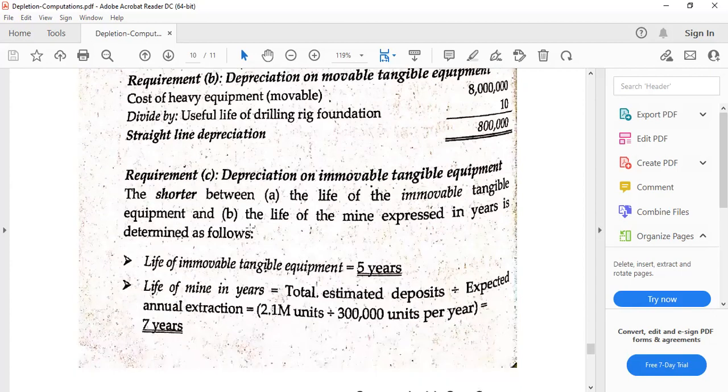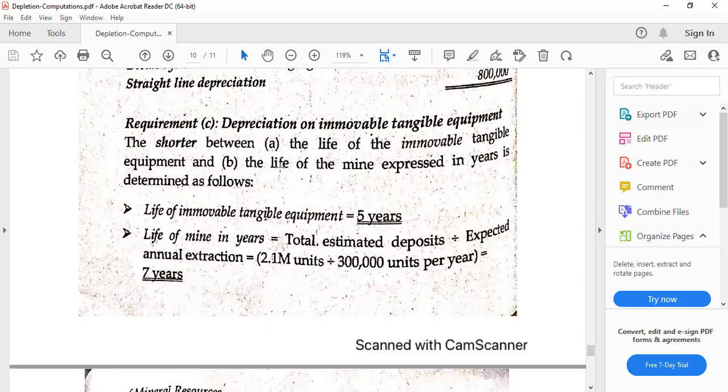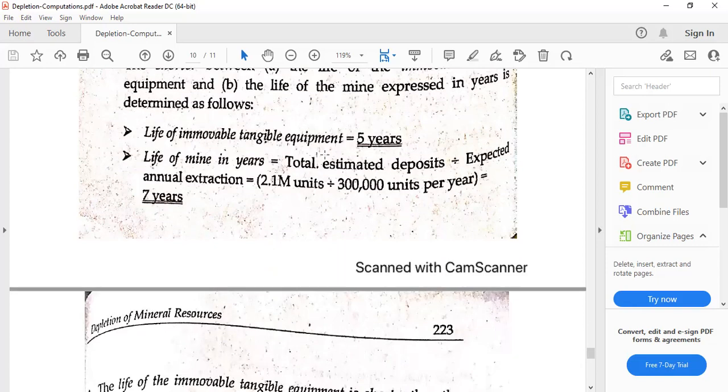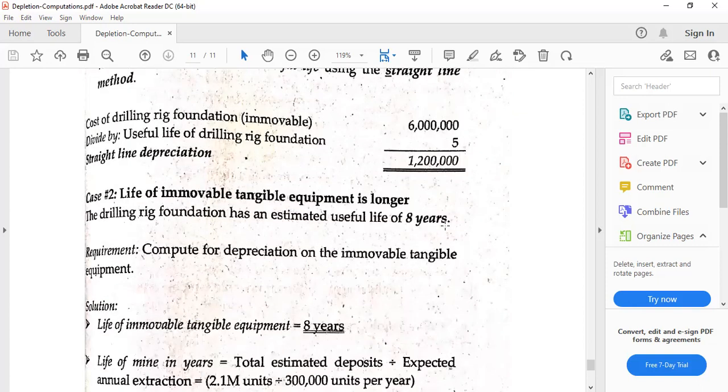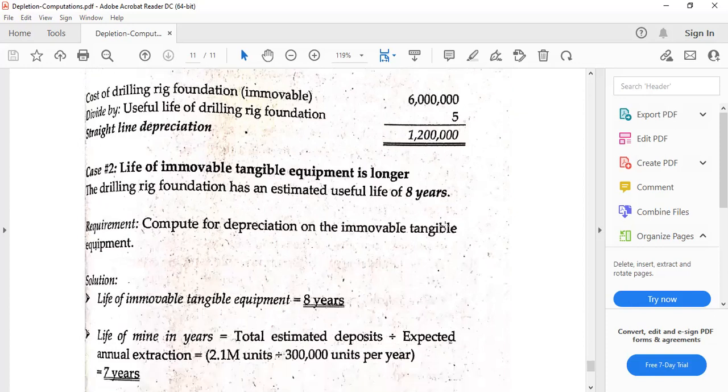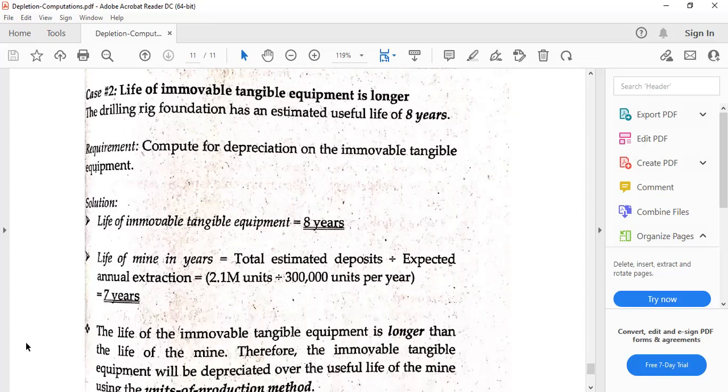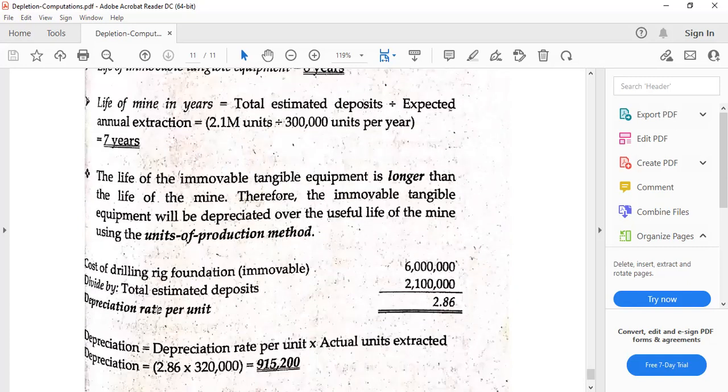Now, for the immovable tangible equipment, it will be the shorter between the life of the equipment and the mine. So again, we compared that a while ago. Therefore, we have to use 5 years using the straight line method, and the cost of the drilling rig divided by 5 under the straight line depreciation method. What about if the life of the immovable tangible equipment is 8 years versus 7 years, the life of the wasting asset or the mine? Therefore, we use the life of the mine, and the method is the units of production method.